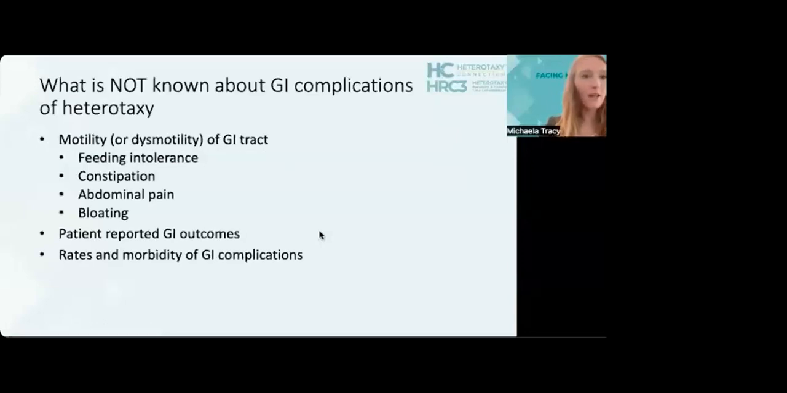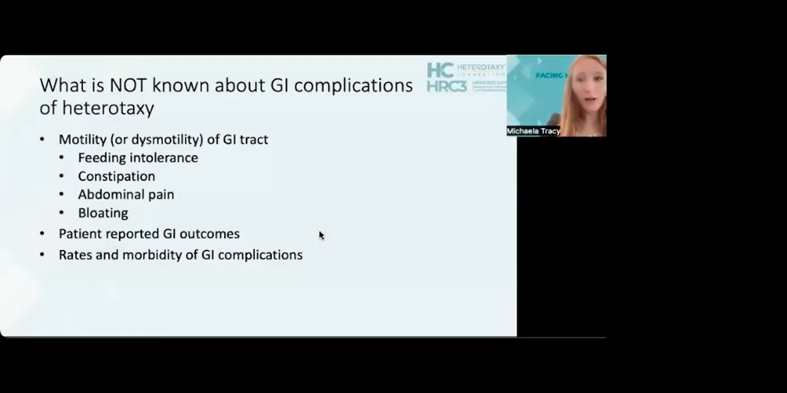So that leads me to our last point, which is thinking about what is not known about GI complications of heterotaxy. You've heard during this about many different anatomic things that can go awry, but we haven't talked at all about how the GI tract actually functions. Which is the motility or dysmotility of the GI tract, meaning how does it move things through, how does it absorb? We know that problems with motility and dysmotility end up with feeding intolerance, constipation, abdominal pain, bloating, which many heterotaxy patients experience, at least in their infancy.